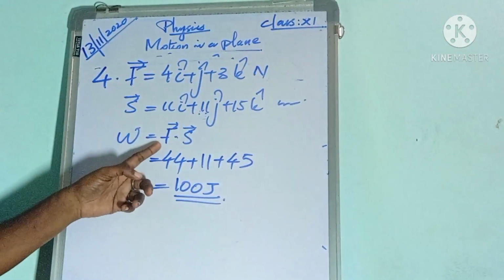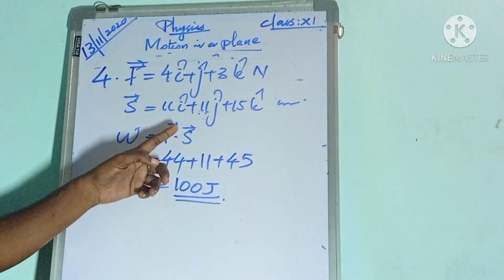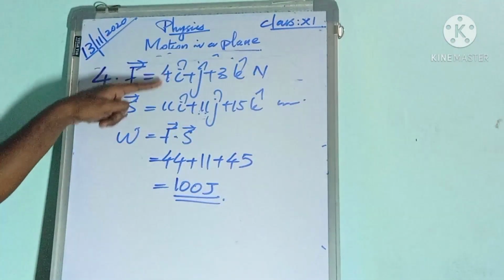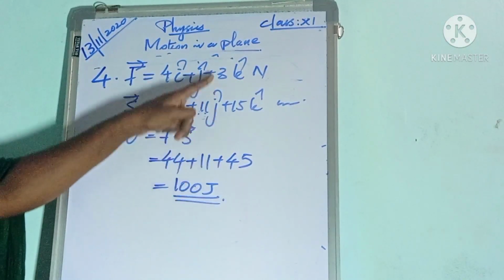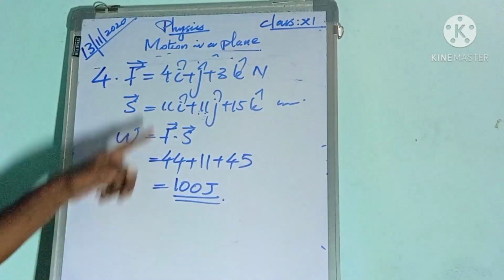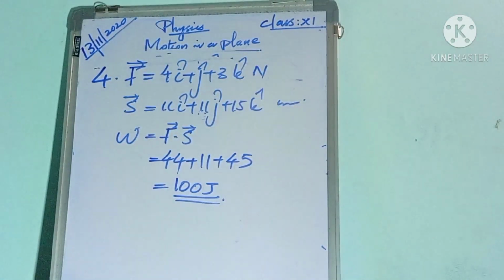So W can be written as F dot S. Here it is 4 into 11, 44, plus 1 into 11, 11, plus 3 into 15, 45. By adding all these things, we will get the work done as 100 joule.